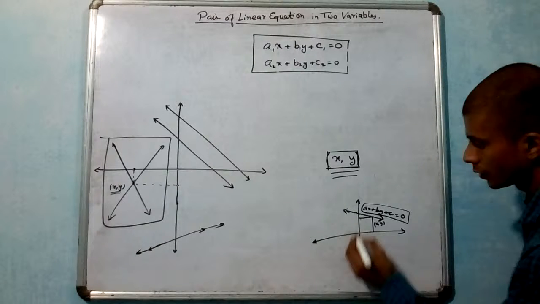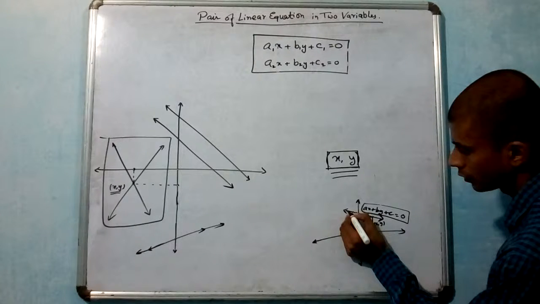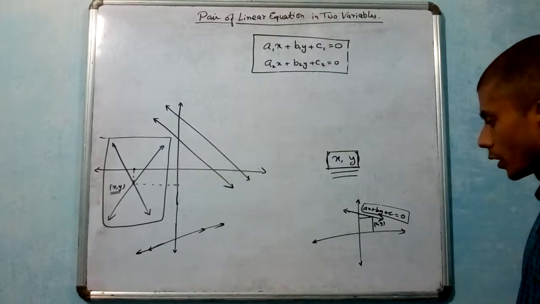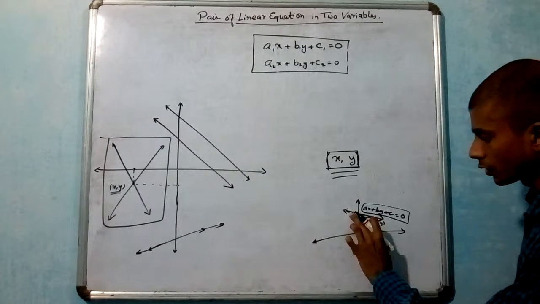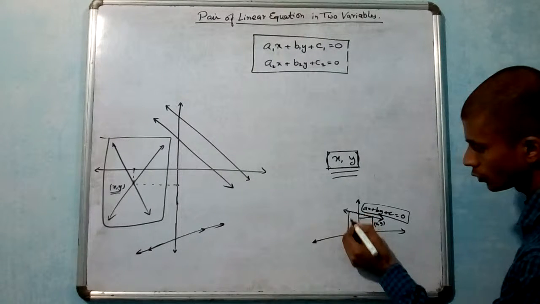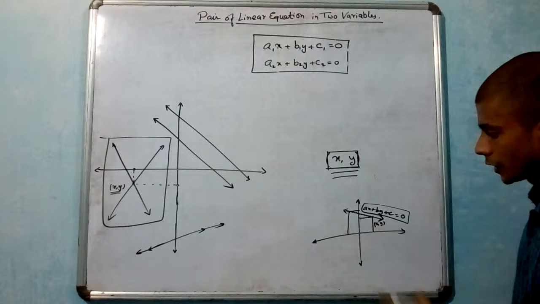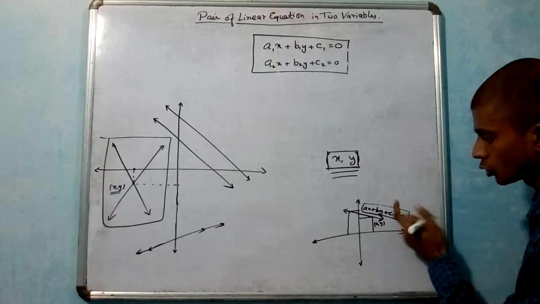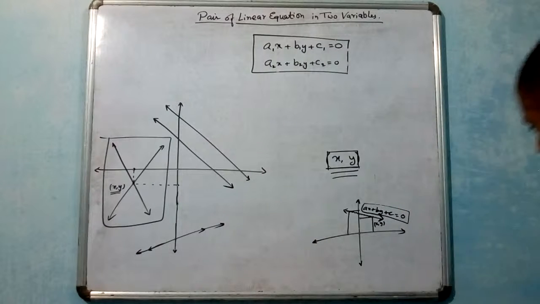Any point you take, find its x coordinate and y coordinate by drawing like this. You know how to find it. Get its x coordinate and y coordinate, and substitute here. When you substitute, you will see it satisfies LHS and RHS.